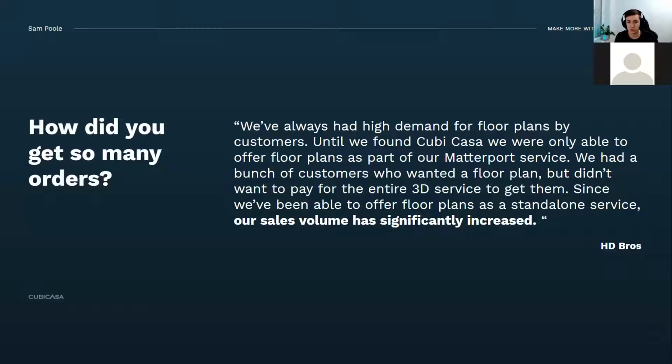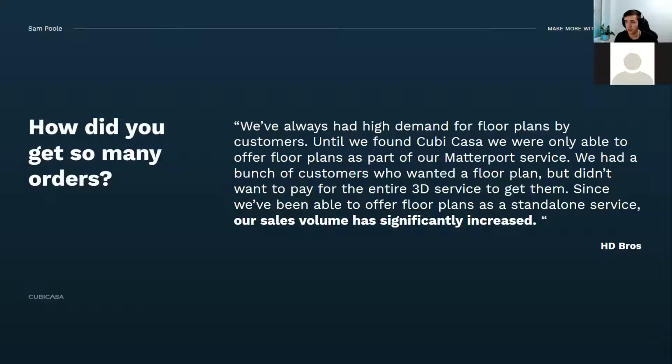So when I asked, they said: we've always had a high demand for floor plans by customers. And until we found CubiCasa, we were only able to offer floor plans as part of our Matterport service. We had a bunch of customers who wanted a floor plan but didn't want to pay for the entire 3D service to get those. Since we've been able to offer floor plans as a standalone service, our sales volumes have significantly increased.